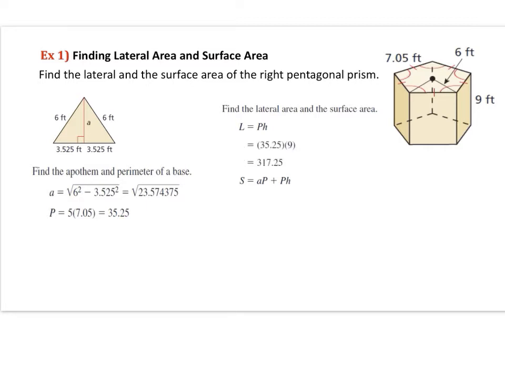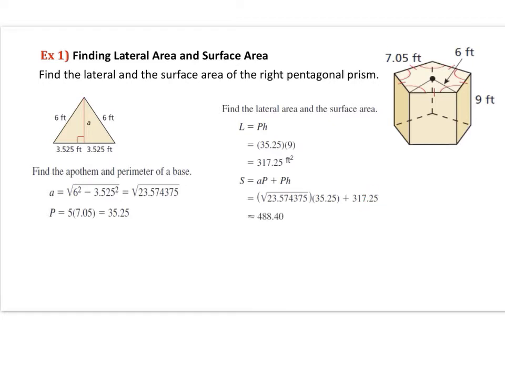All right, so we'll plug into our lateral surface area the numbers we need, getting us 317.25 feet squared. And then substitute all of our numbers that we know for the next formula. So lowercase a is the apothem, and we figured that out over here. So substitute the whole thing that you got under the radical, all those values under the radical, times the perimeter of the base, which is figured out by 35.25, plus your lateral surface area, which was 317.25.